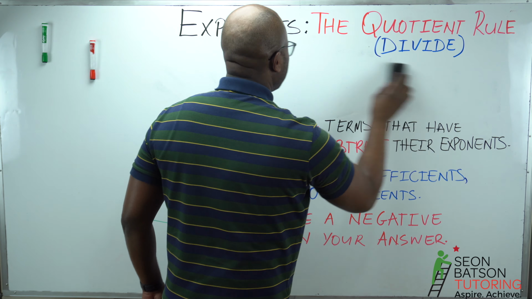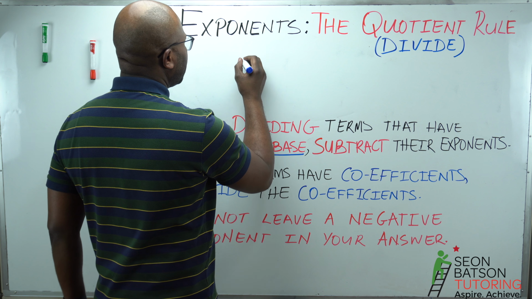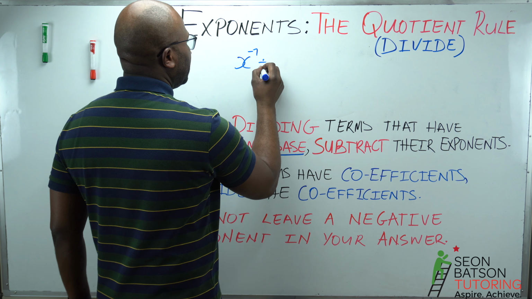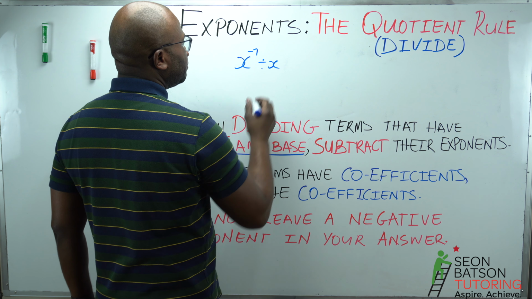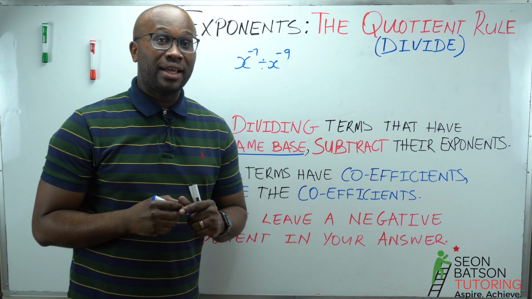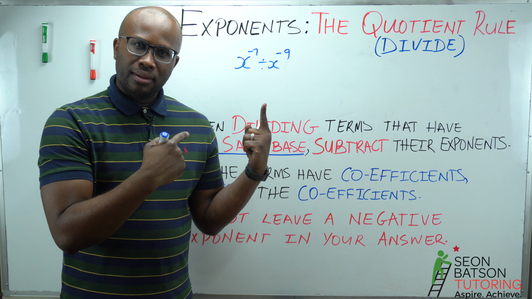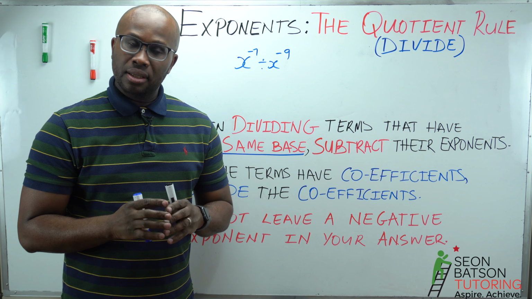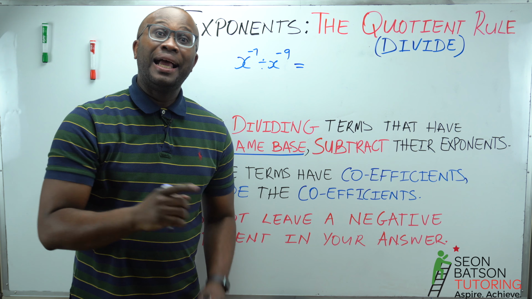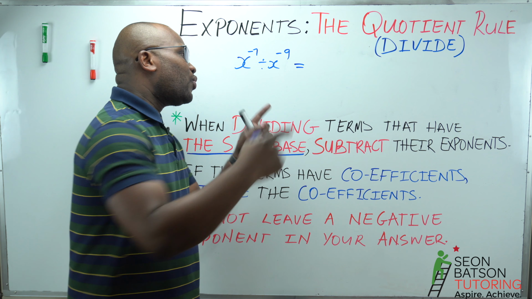Let us try, let's say we have x to the negative 7 divided by x to the negative 9. Two negatives. You guys want to give it a try? Really? Very nice. I am so proud of you. I'm going to give you a quick minute to give it a try and then come back and let's see if we get the same answer. Okay? All right, welcome back.